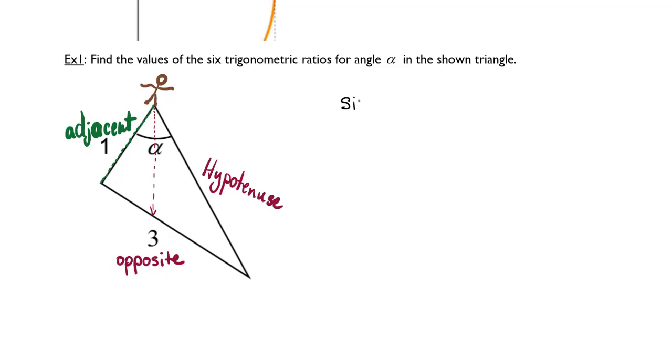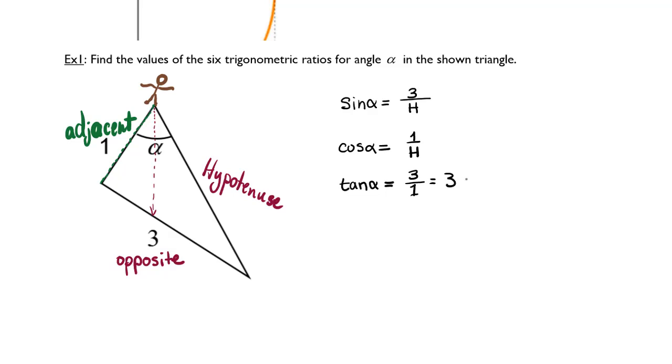So I know that sine of alpha is opposite over hypotenuse. So it'll be 3 over, we'll call it h. Cosine of alpha will be adjacent over hypotenuse. Tangent of alpha, or we'll say tan alpha, is equal to opposite over adjacent. So 3 over 1, which is simplifying to just 3.